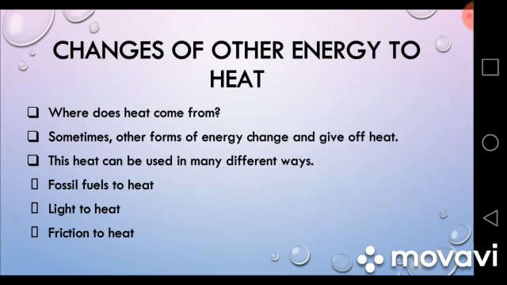Changes of other energy to the heat energy. There is a law which is called the law of conservation of energy. It says energy can neither be created nor be destroyed, but it can change its form. On the basis of this law, the energy can transform from one form to another form. We cannot make energy, we cannot destroy energy, but yes, we can change it from one form to another form. Similarly, heat energy can be produced by many different forms of energy. For example, the fossil fuels, the light energy, and the friction also.